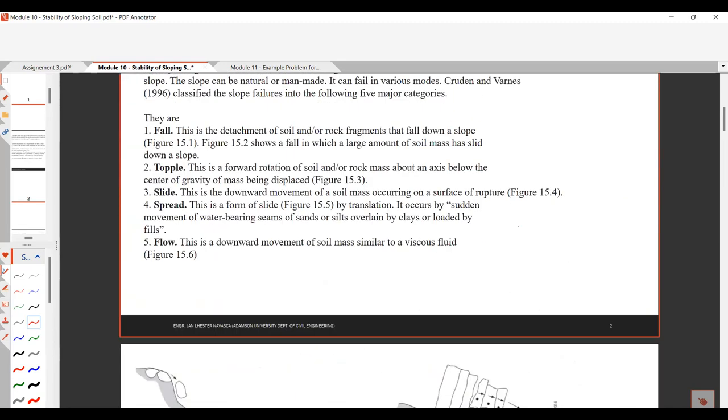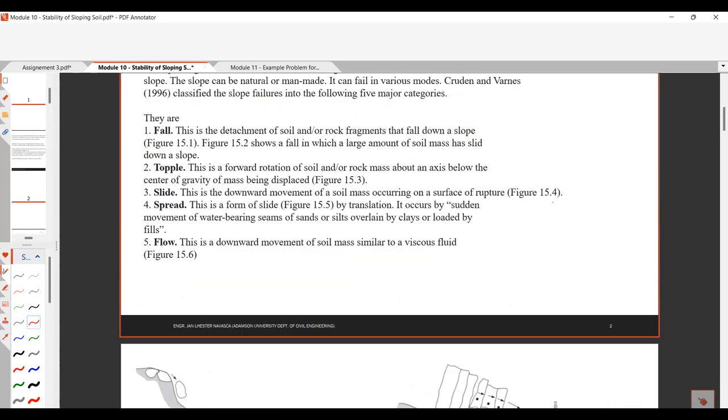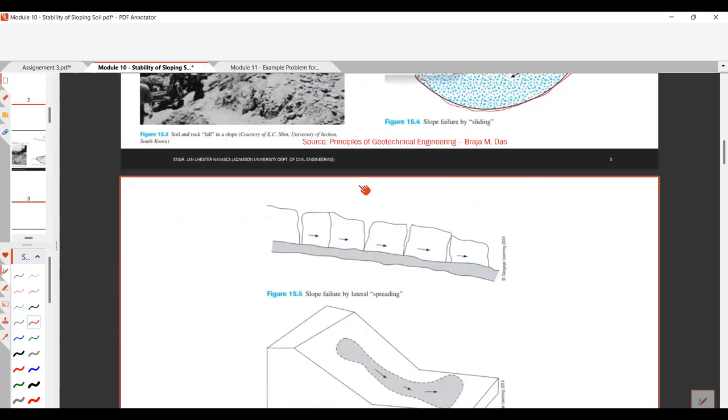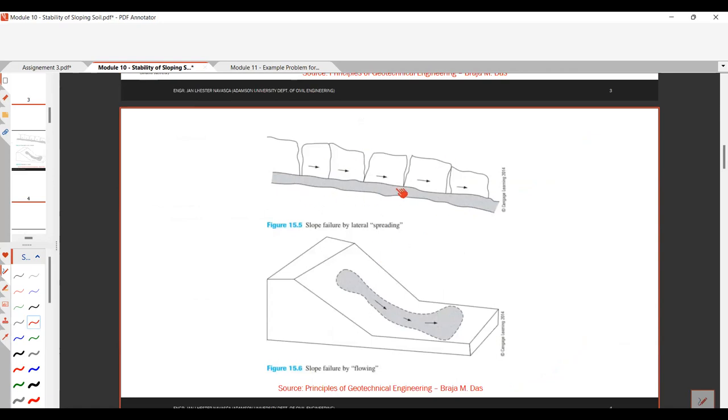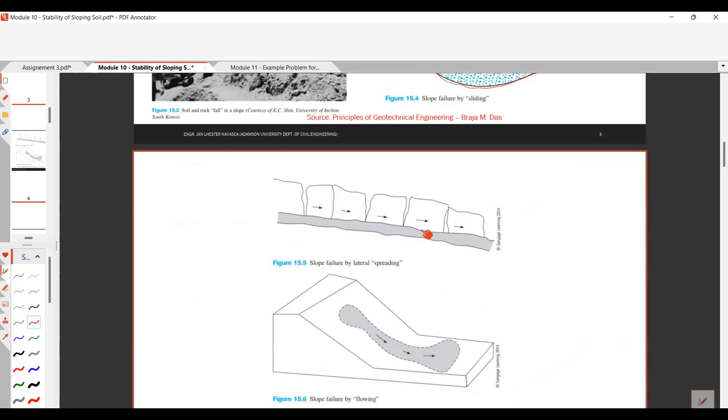So that is a possible failure or major failure categories in stability of a soil. Next one is yung spreading. This is a form of slide by translation. So it occurs by a sudden movement of water-bearing seams of sands and silt overlain by clays or loaded by fills. Okay, so this one is yung caused by the spreading. Okay, so by the word itself, mag-i-spread out yung soil and rocks due to this sloping soil.